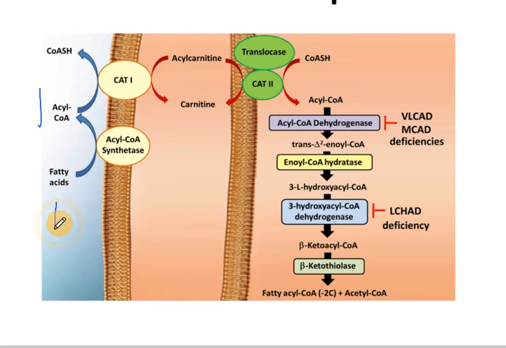So shown here is the cytoplasm. This side is the intermembrane space, the space between the inner membrane and the outer membrane. And here we assume is the mitochondrial matrix where the beta oxidation proper occurs.